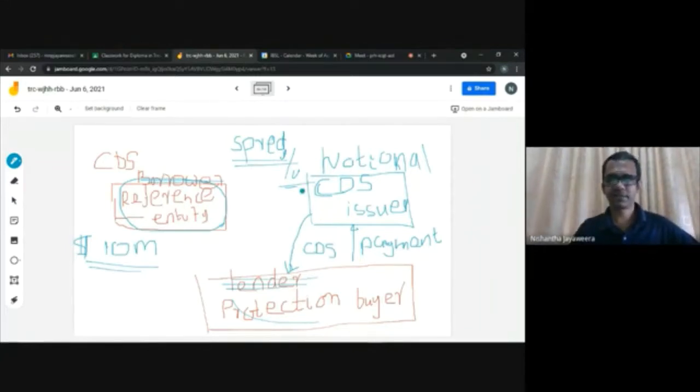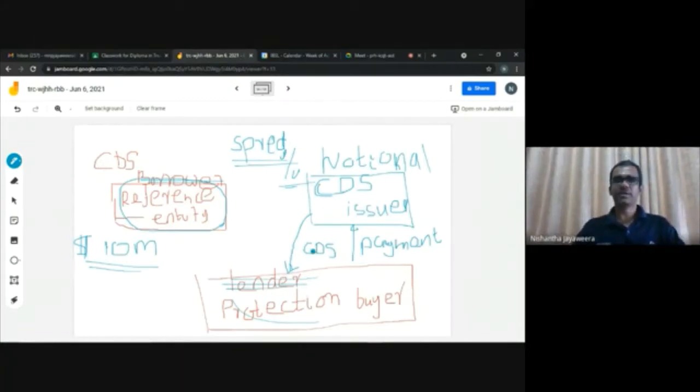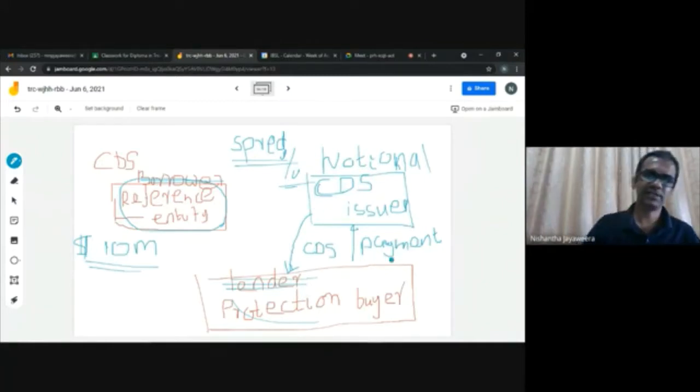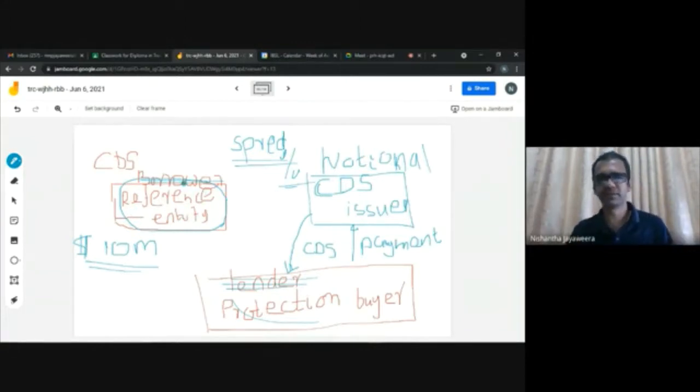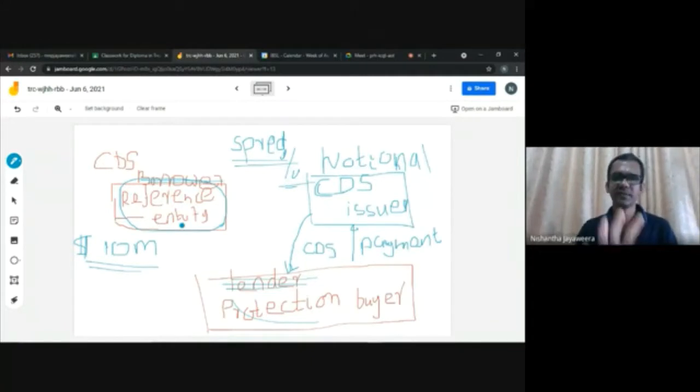CDS are traded in the market openly, though it's an over-the-counter market. So they quote prices. Anybody can buy, and the spread is known in the market. If you see the spread going up, that means the risk of this entity is going up. If the spread goes down, that means this entity is improving. Credit risk of this entity is going down. That's the basic concept of a CDS. Is it clear? Any question?